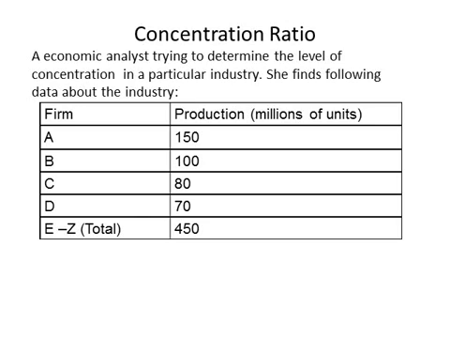An economic analyst is trying to determine the level of concentration in a particular industry. She finds the following data about the industry. Firm A produces 150 million units. Firm B produces 100 million units. Firm C produces 80 million units. Firm D produces 70 million units. And the remainder of the market, firms E through Z, produce a total of 450 million units.